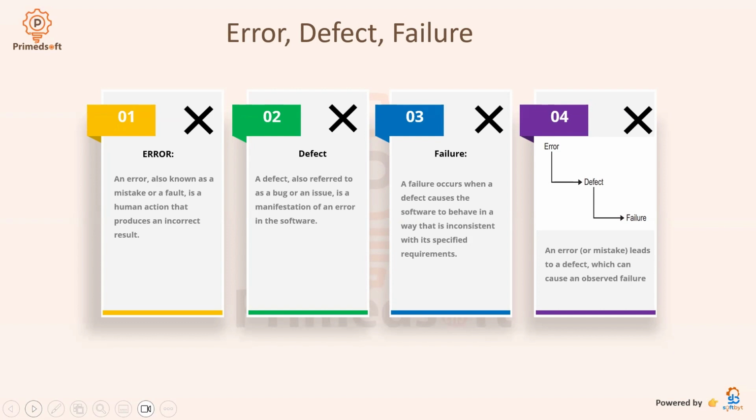So an error could occur anywhere. It could be during requirement gathering, where maybe the PO or the stakeholders are saying something and the business analyst wrote something else. That's an error. It could occur anywhere. It's a human mistake.